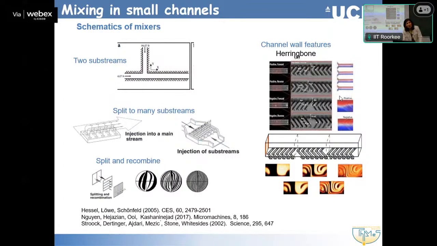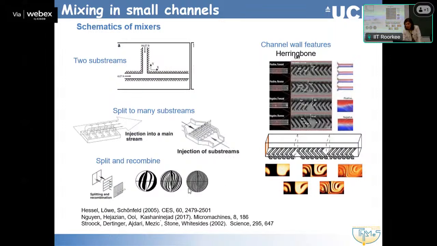People might have come across these herringbone structures. They're used a lot. What they do is you have some imaging here, different variations. These herringbones can look one way or the other way, or have different angles. What they do is impose these mixing patterns vertically, so from the channel upwards, and that improves mixing. This idea of split and recombine is also used a lot.